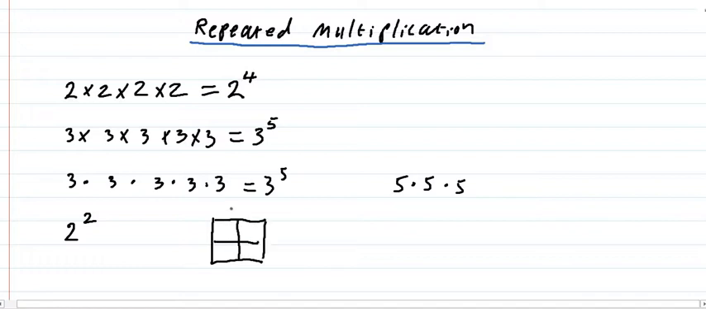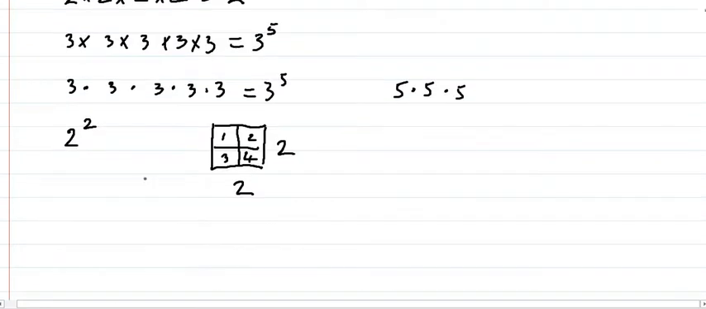quite simply a square, and the area, the length of this side is 2, the length of this side is 2, and I have 1, 2, 3, 4 bits, which is correct. 2 times 2 is 4, and if I square it, I have 4 pieces. And the same applies if I have 2 cubed. I would have 2 to the power of 3, or 2 cubed, and that would give me a cube.